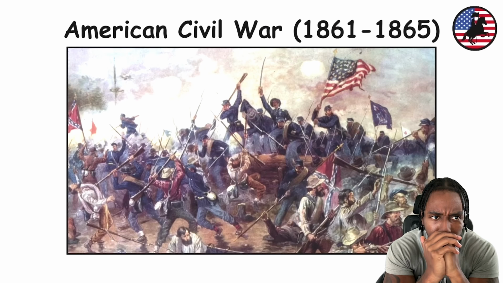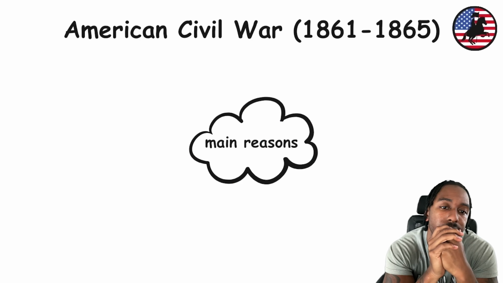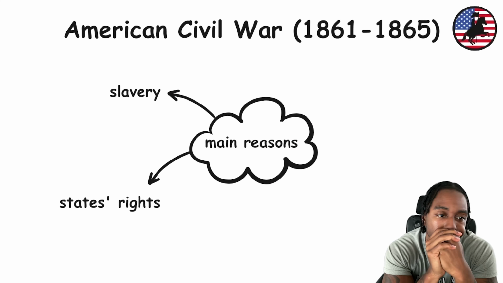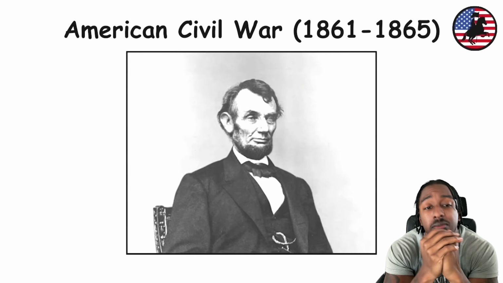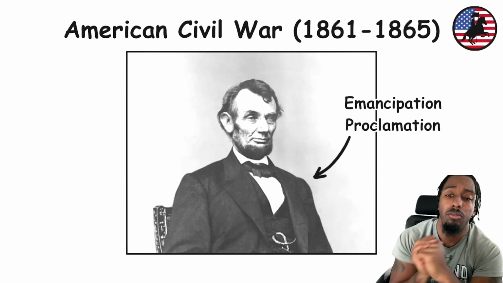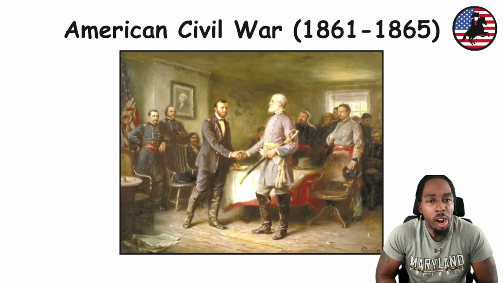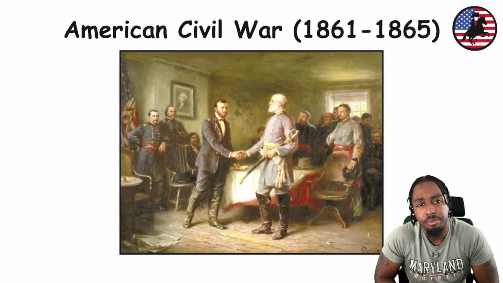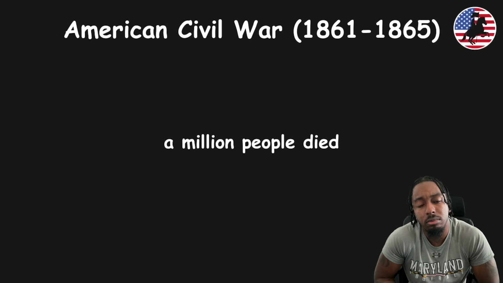American Civil War. The American Civil War took place between the northern states and the southern states. It was primarily fought over issues of slavery, states' rights, and the preservation of the Union. Major events included the Battle of Gettysburg and Sherman's March to the Sea. President Abraham Lincoln's Emancipation Proclamation declared slaves in Confederate-held territory free. The war ended with the surrender of the Confederacy, leading to the abolition of slavery in the United States. It left over 1 million people dead.